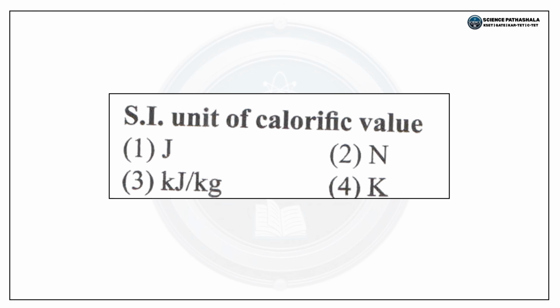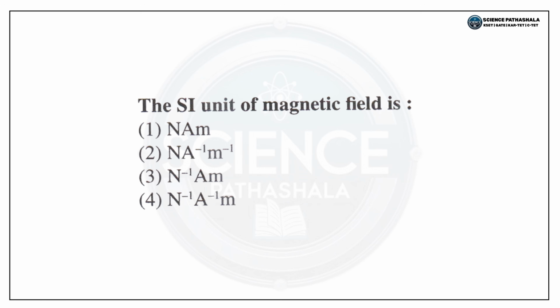SI unit of calorific value, options ಈ ರೀತಿ ಇದೆ. So joule, next is Newton, the third is kilojoule per kilogram, the fourth is K, that is Kelvin. So ಇಲ್ಲಿ ಸರಿಯಾದ ಉತ್ತರ ಏನಪ್ಪಾ ಅಂದ್ರೆ, as we have discussed earlier, kilojoule per kilogram is the correct answer. That is option 3 is the correct answer. So the next question, the SI unit of magnetic field is. ಈಗಾಗಲೇ ನಾವು ತಿಳಿದಿರೋ ಹಾಗೆ ಇದರ ಸರಿಯಾದ ಉತ್ತರ ಆಪ್ಷನ್ 2, that is Newton per ampere per meter. It is the correct answer.